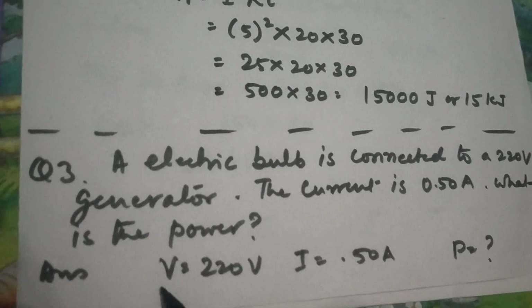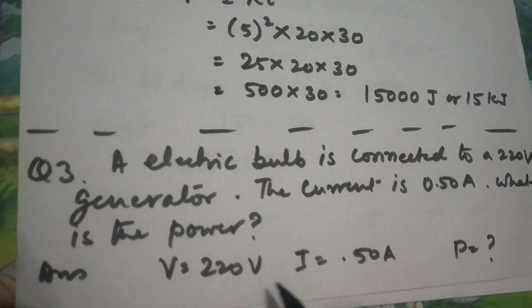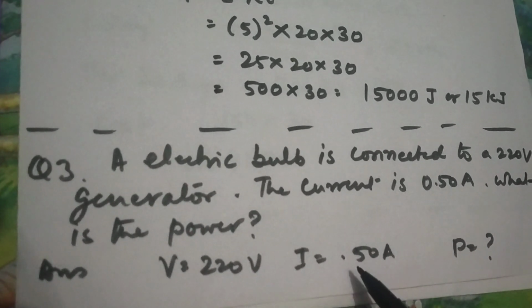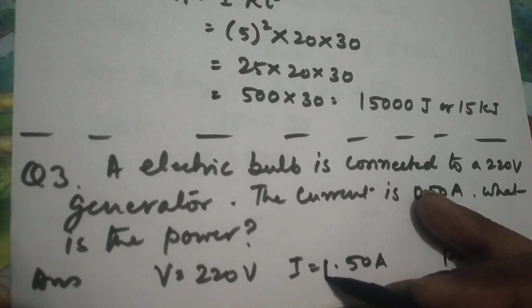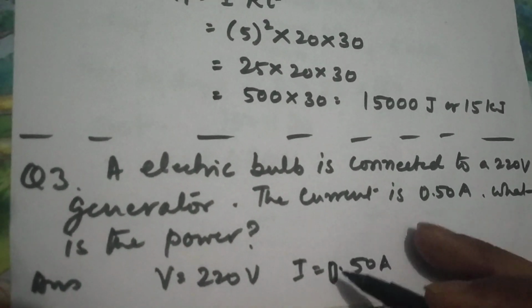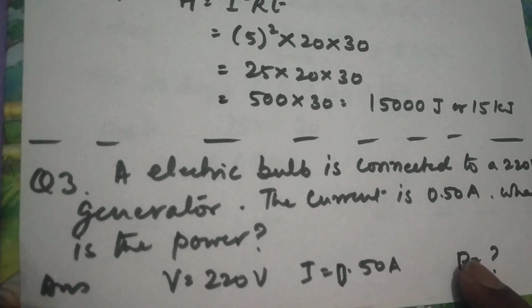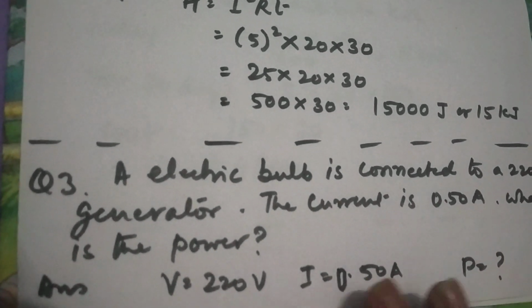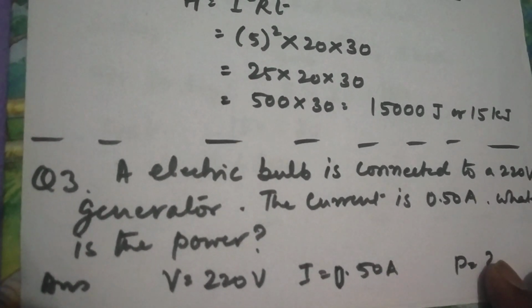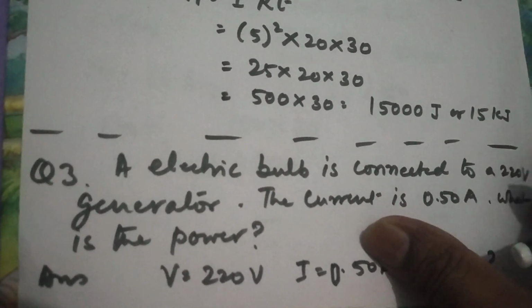Just like this, in this question, what is the voltage given? 220. What is the current given? 0.50. So that's up to you. And what do you have to determine? P. So now you can generalize the formula. If V and I are given, what formula can we use for P? The formula that can be used is P is equal to VI.